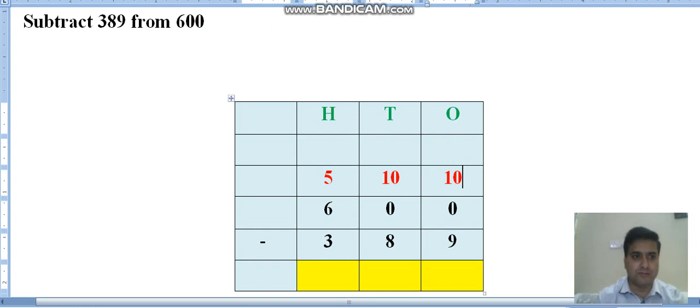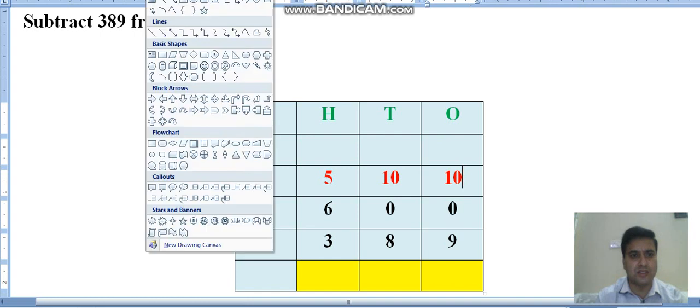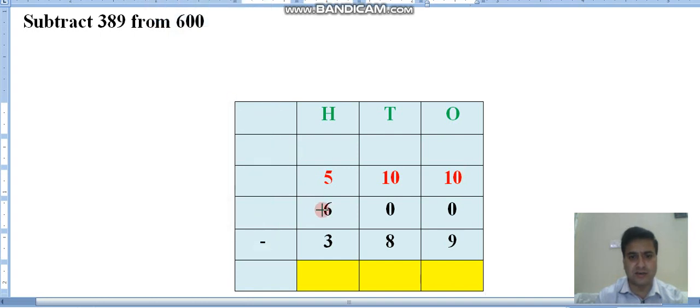Now first, before subtracting, cross out the digits. First you cross out 6, then cross out 0. Now 1 ten you have taken from this 10 tens also. So what is left here? 9 tens. Again cross out 10 tens and here cross out 0. Now subtract. When we subtract 9 from 10 we get 1.